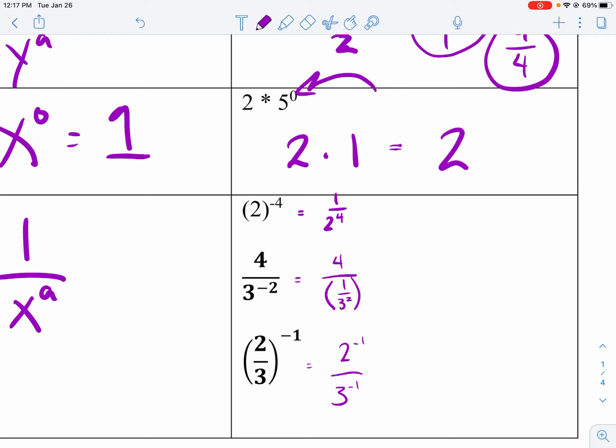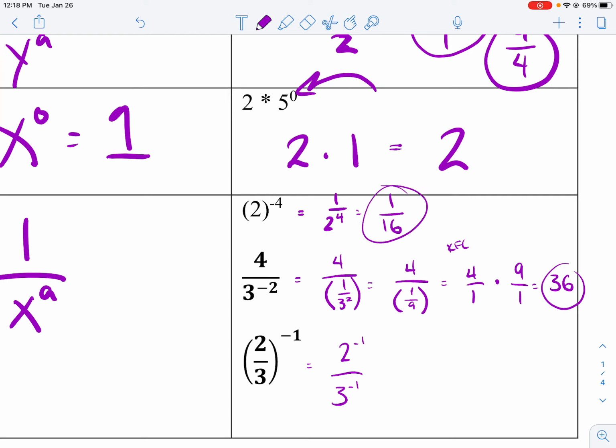Okay, so how do we simplify those? Well, this is just going to be 1 over 16. This is going to be 4 all over 1/9. Now remember, when we're dividing with fractions, right, we have to KFC that guy, right? So we're going to keep the first one, flip the second one, change it to multiplication, and our answer is 36.